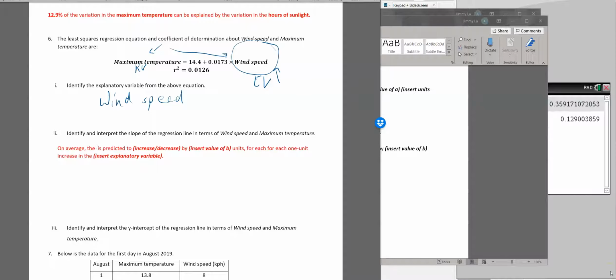The maximum temperature is predicted to increase. The reason we say increase is because there's a positive there. If it was a negative, we would say decrease. So increase by the value of B units. What's the value of B? B is this value, 0.0173 units for each 1 unit increase in the wind speed.